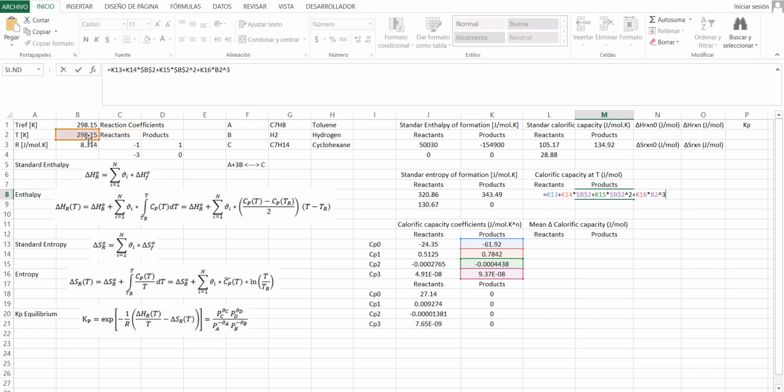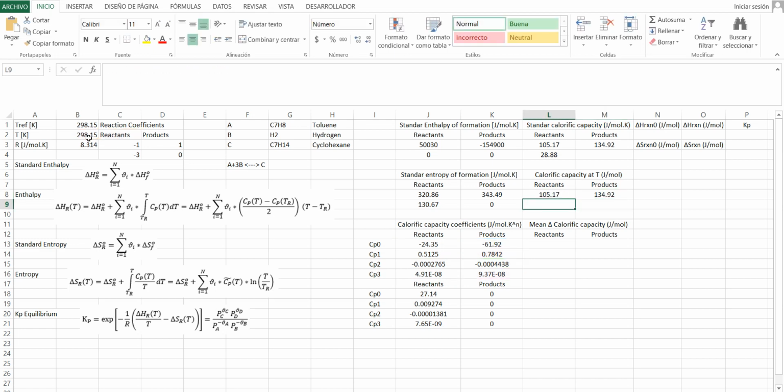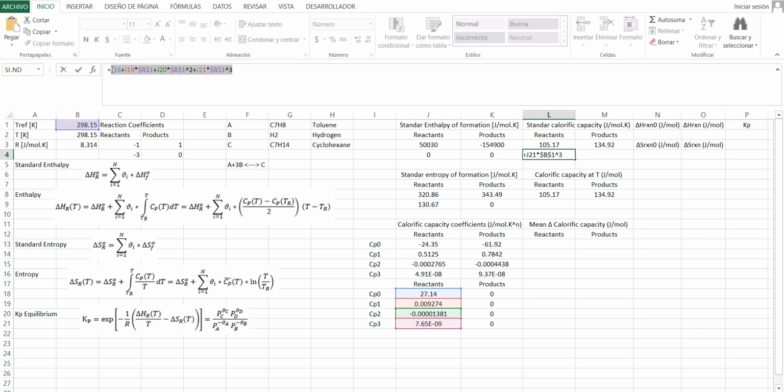And finally, we're going to do the same for the hydrogen. But it's not the reference temperature. Let's remember, it's the temperature that we as users define. In this case, it's the same. So let's stop right here.